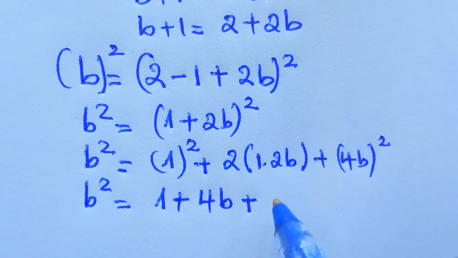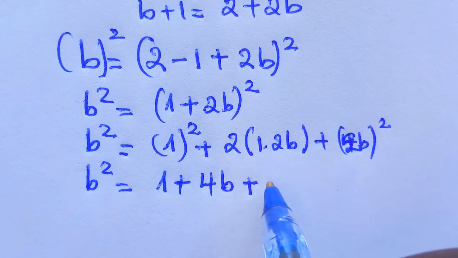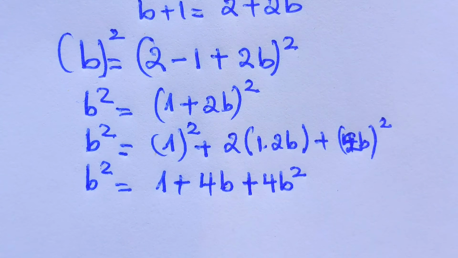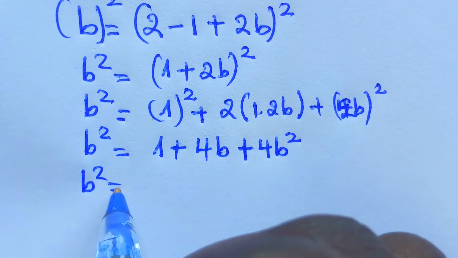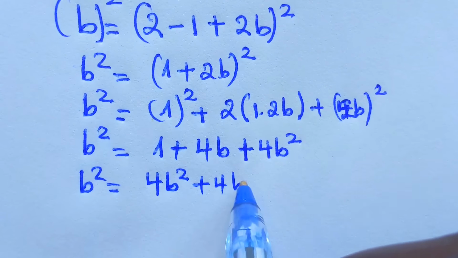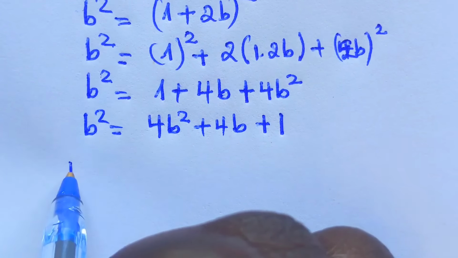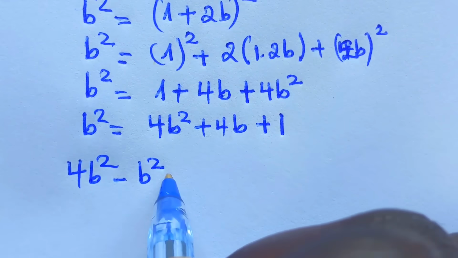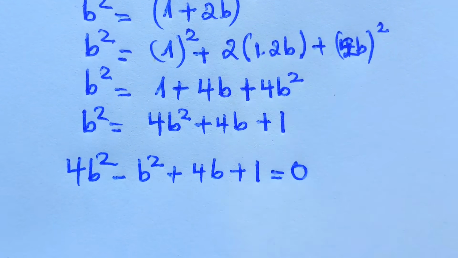And this is b squared, which equals 1 + 4b plus. Now what do we have here? We have 2b, so that we shall get 4b squared right here. Right? Now here we have b squared, which equals, by rearranging, 4b squared + 4b + 1. Then of course we shall get 4b squared minus b squared + 4b + 1, which equals 0.